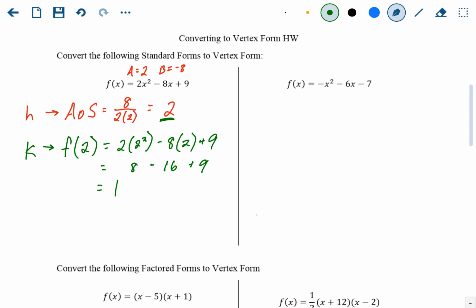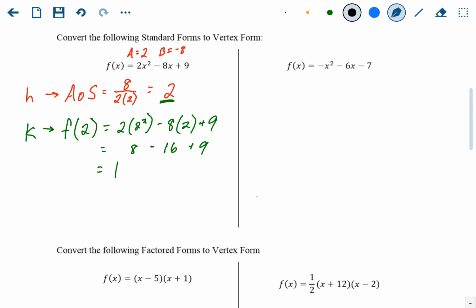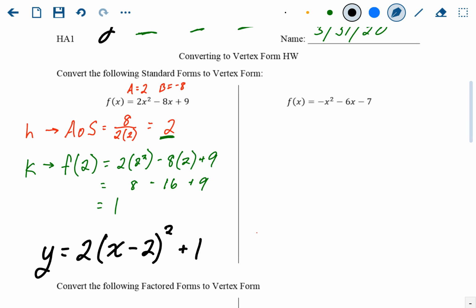All right, so we know a, we know h, we know k. Just plug it into vertex form. y equals, or f of x equals, the a value goes out front, 2, (x minus the h value, so x minus 2) squared, and then plus the k value. The k value is 1, plus 1. Okay. That's vertex form. We'll do the next one.